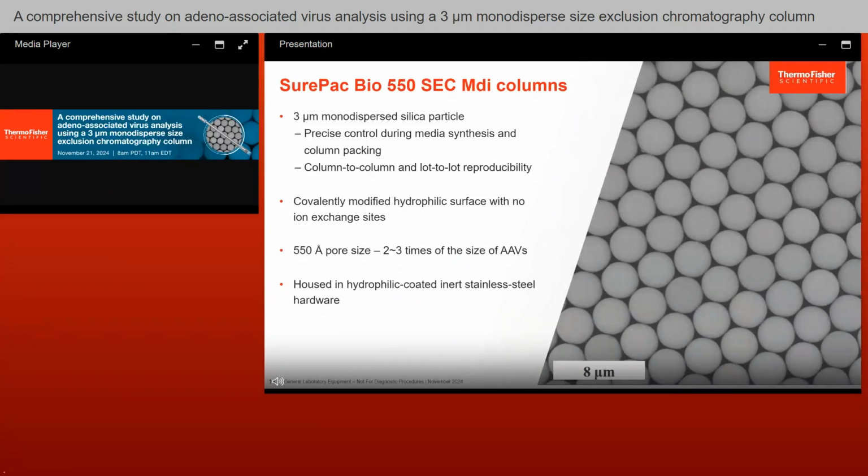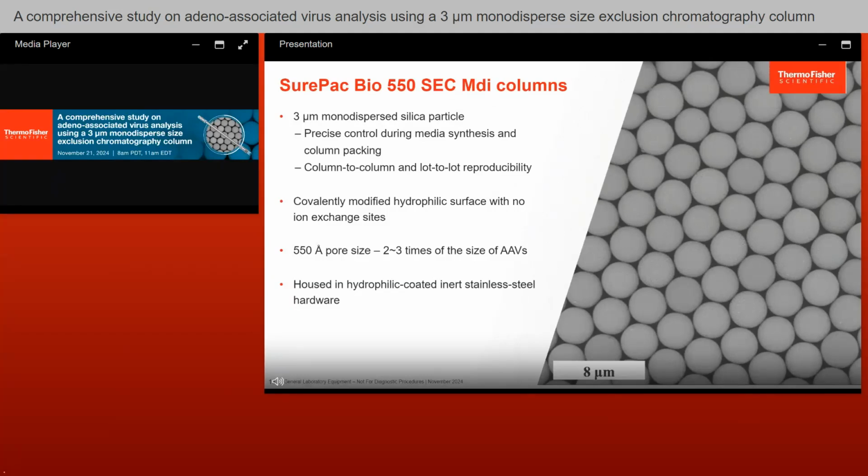We briefly discussed before, the new product uses 3 micron monodisperse silica particles. By employing the monodisperse technology, we gain precise control during media synthesis and also column packing. This will also greatly increase the column-to-column and lot-to-lot reproducibility. And all the particles are covalently modified with a hydrophilic surface to prevent ion exchange sites.